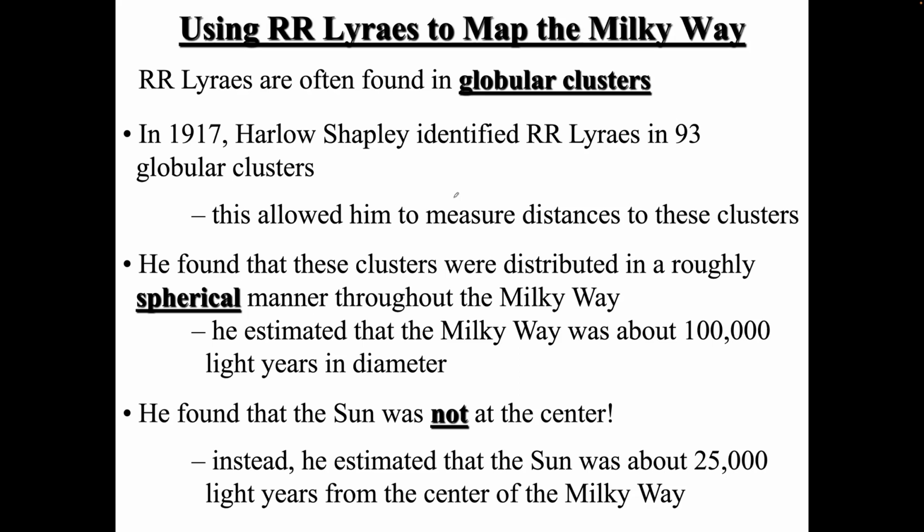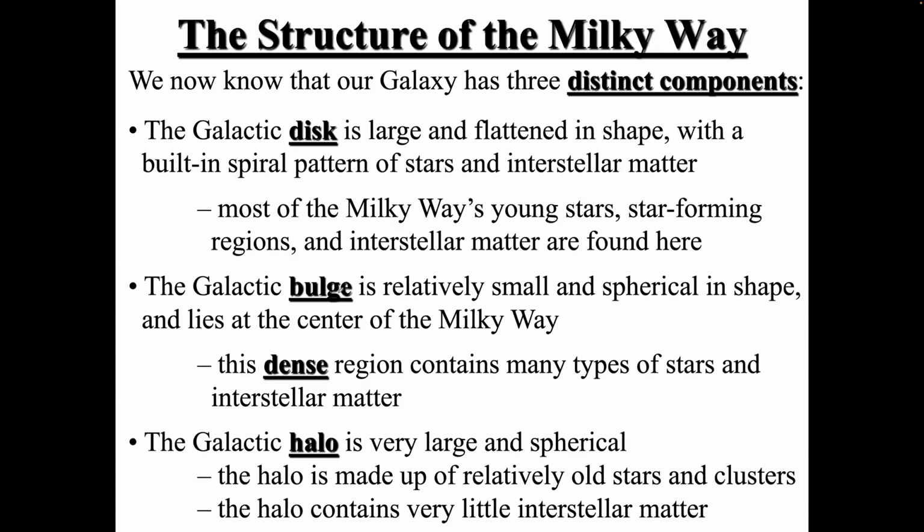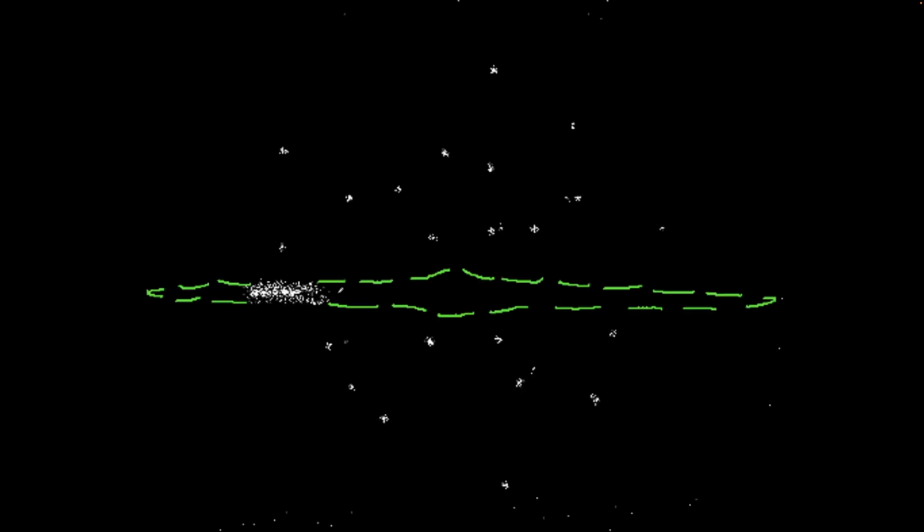And he also found that the sun was not at the center. His estimate was that the sun is around 25,000 light years from the center of the Milky Way. So he found a lot of things from this information. And here is his map, right? So it's kind of more realistic compared to the other one.